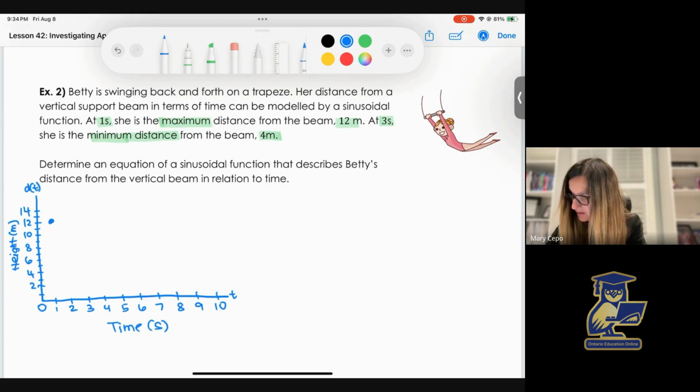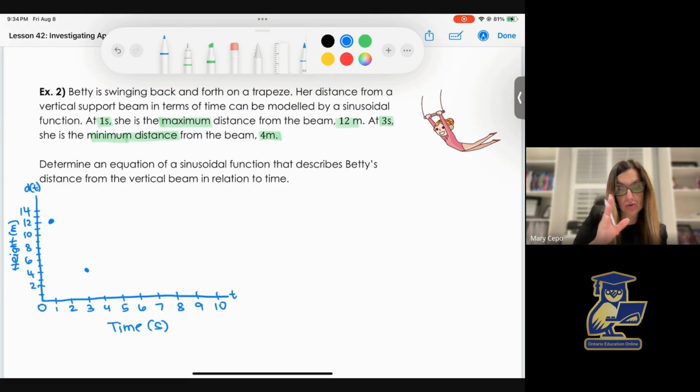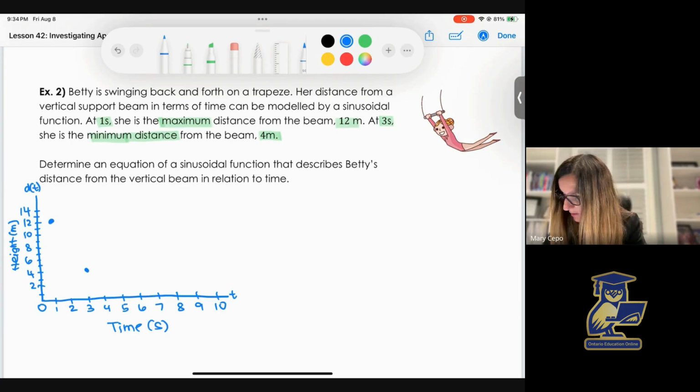Okay, and then at 3 seconds, she's at her minimum, which is at 4. So we know if it takes her 2 seconds to get from max to min, that means she has to go back to the max, and that's going to take her another 2 seconds. So that helps us with the period. It takes 2 seconds to go from max to min, but that's not the full cycle because she has to come back to the max in order for it to be a complete cycle. So 2 seconds later, at 5, she would be back at her max.